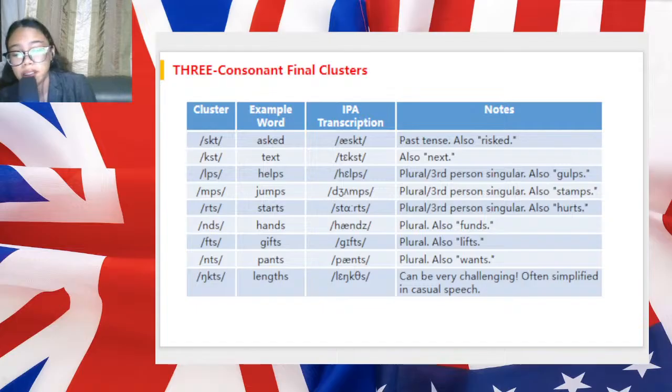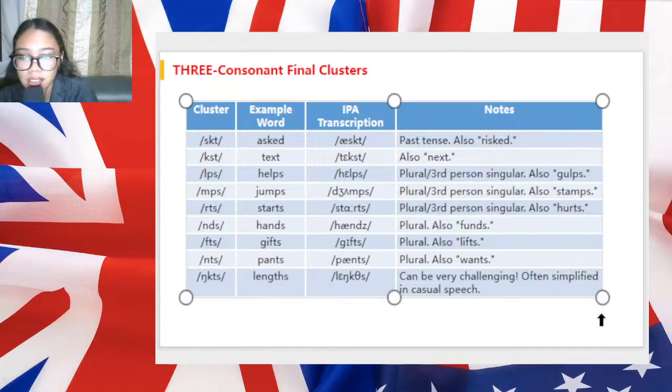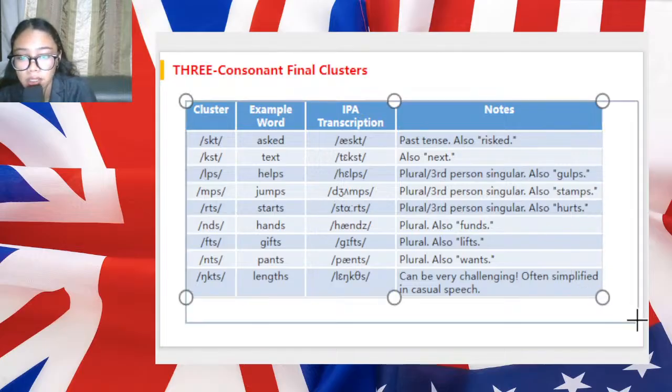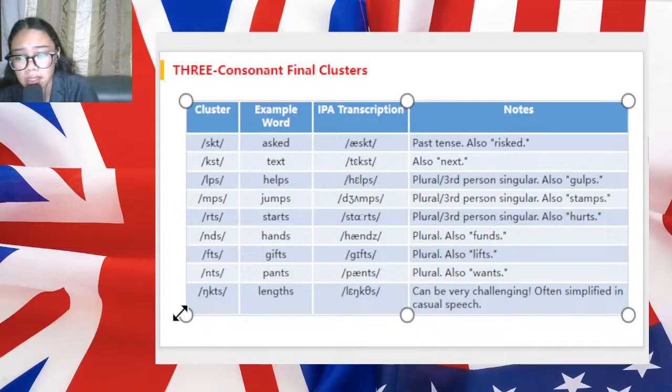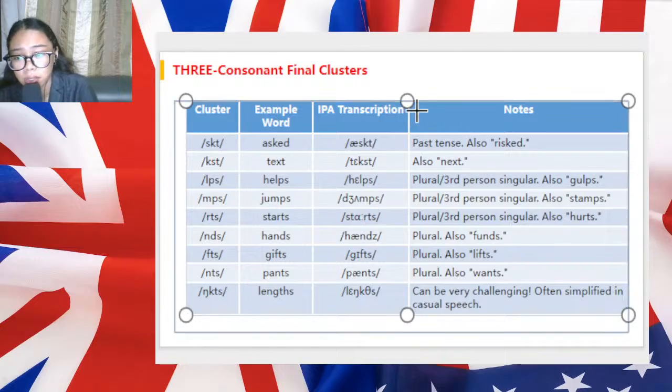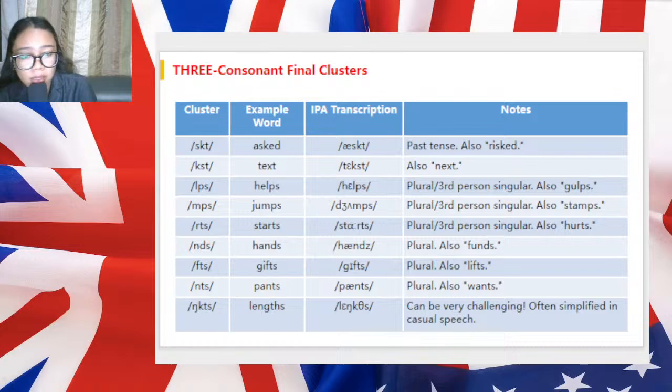We are now on our first three consonant final cluster slide. Let me try to zoom in to widen the table for you so that you can really clearly see the different words for each table.